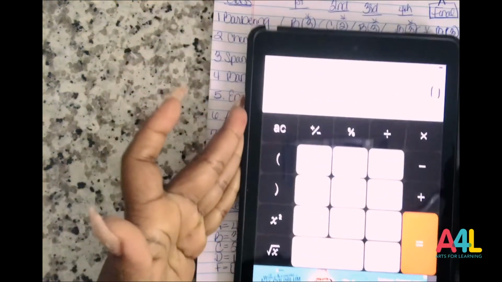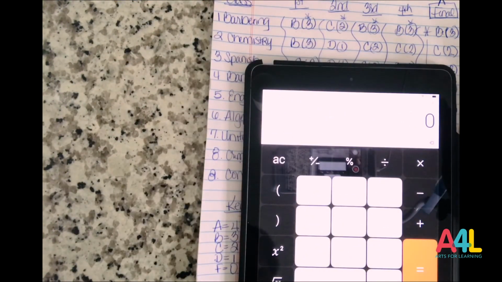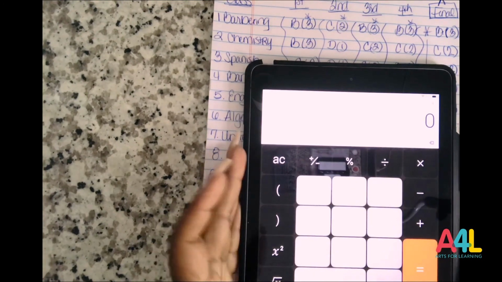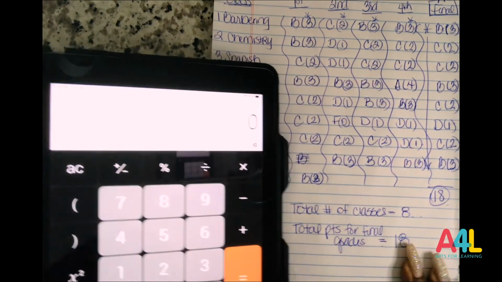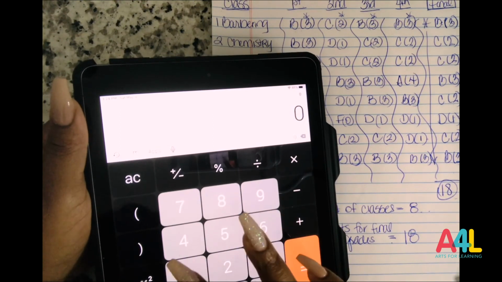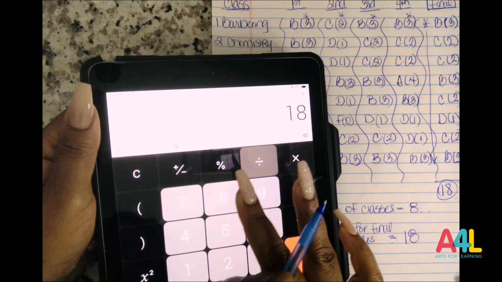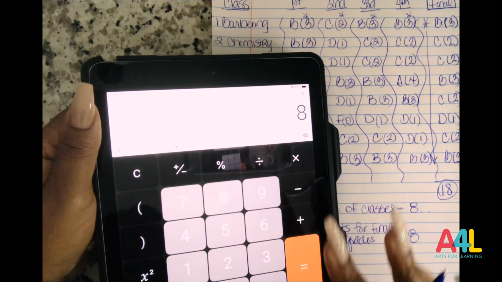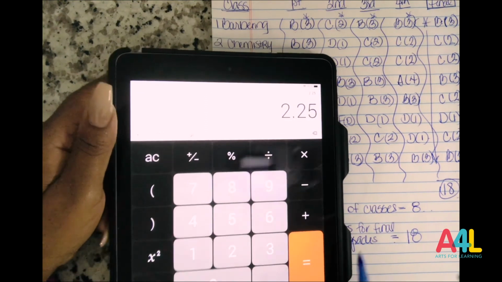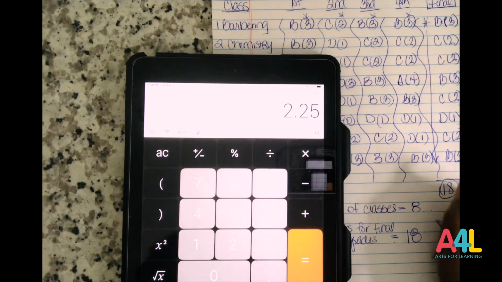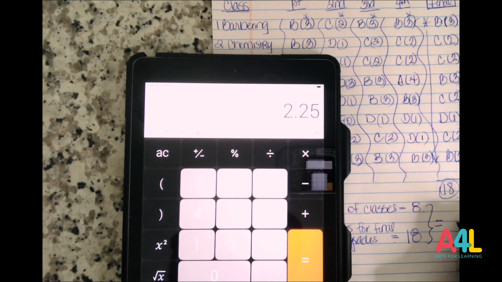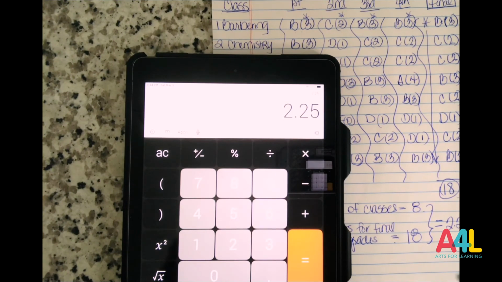When we calculate 18, which represents the total number of points, divided by the total number of classes, this student's GPA for his school year is a 2.25. A 2.25 is what? A C.